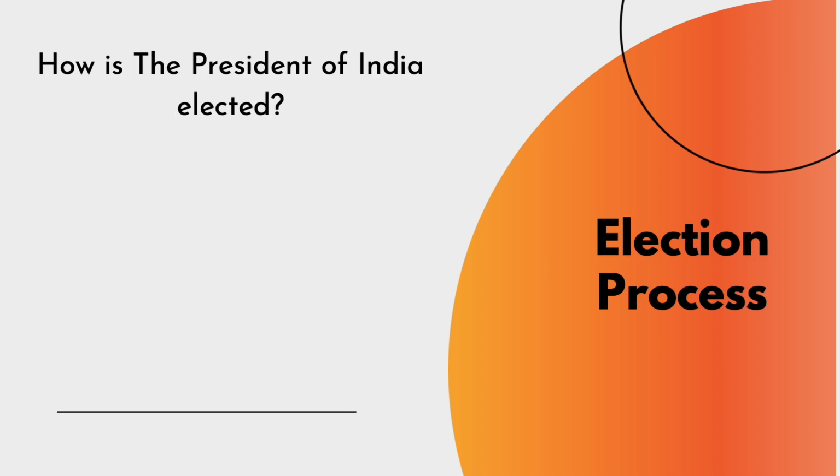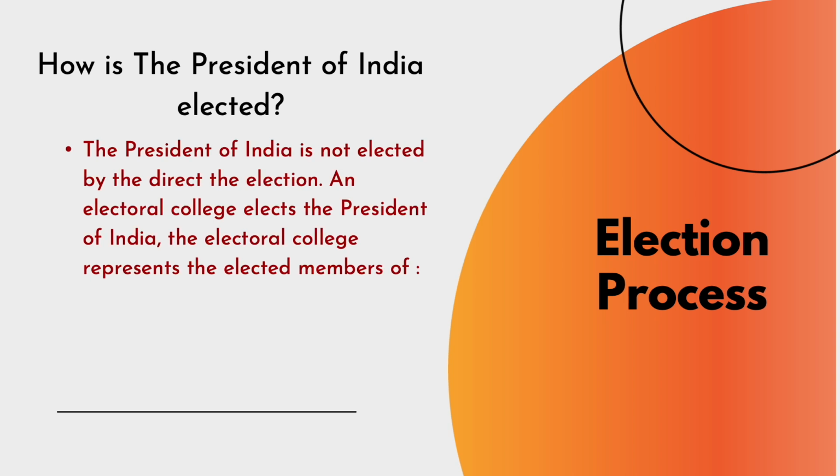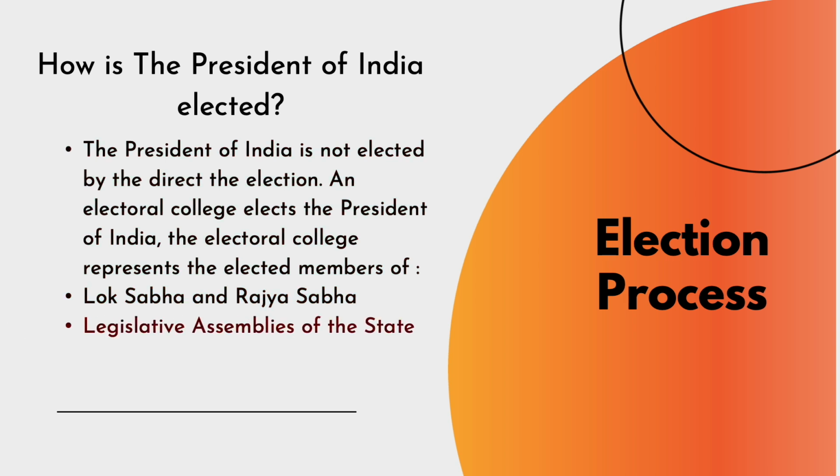How is the President of India elected? Since the President is not directly elected, an electoral college elects the President of India. The electoral college represents the elected members of the Lok Sabha and the Rajya Sabha, legislative assemblies of the states, and legislative assemblies of the Union Territory.